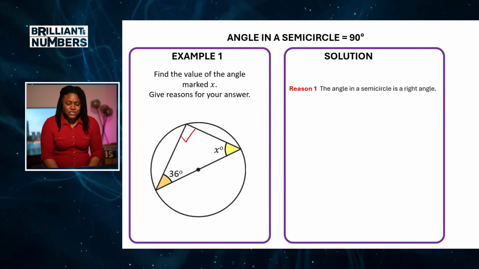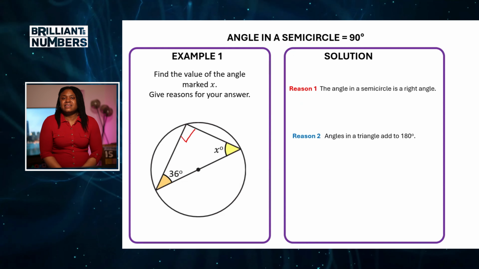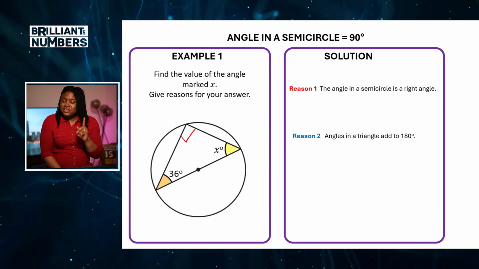What that does is help to close your gaps. You can now see in perspective what it is that you have and what's missing. So now I've got my two angles. I now need to ask myself, what other reason will I use to unlock the other part of the question? And the second reason is angles in a triangle add up to 180 degrees.